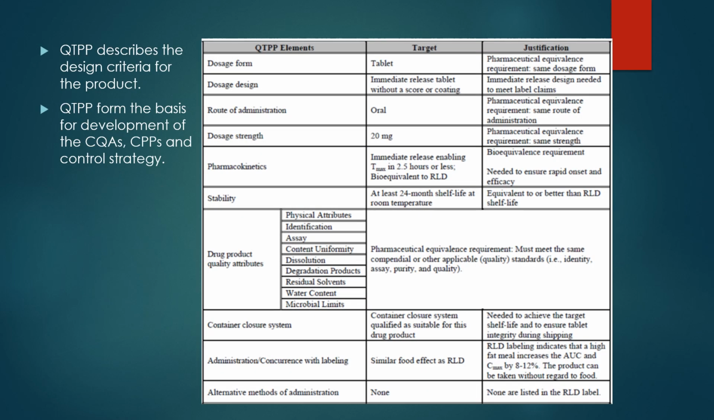Here is an example of QTPP elements for an immediate release tablet. As discussed earlier, QTPP elements cover the dosage form, dosage design, route of administration, strength, pharmacokinetics, stability, drug product quality attributes, container closure system, labeling, or alternate method of administration. In this example, justification is also provided for each QTPP element.